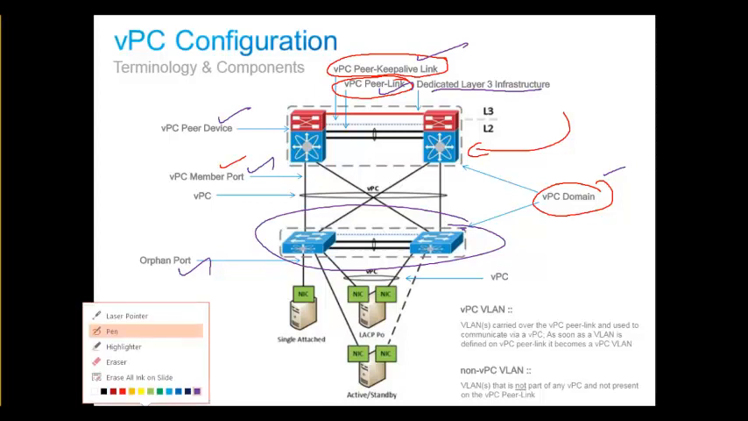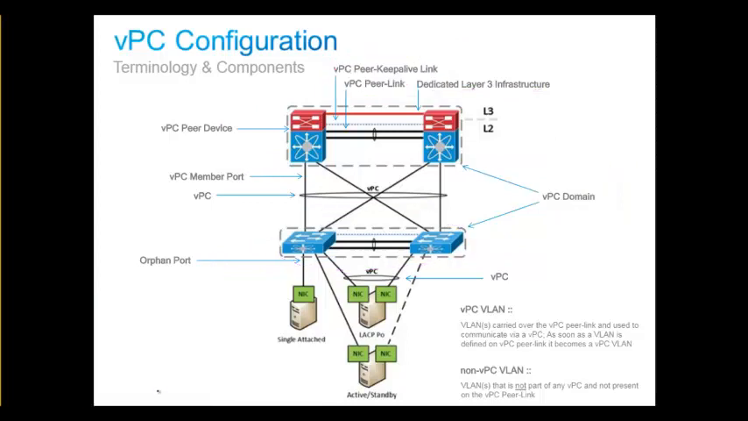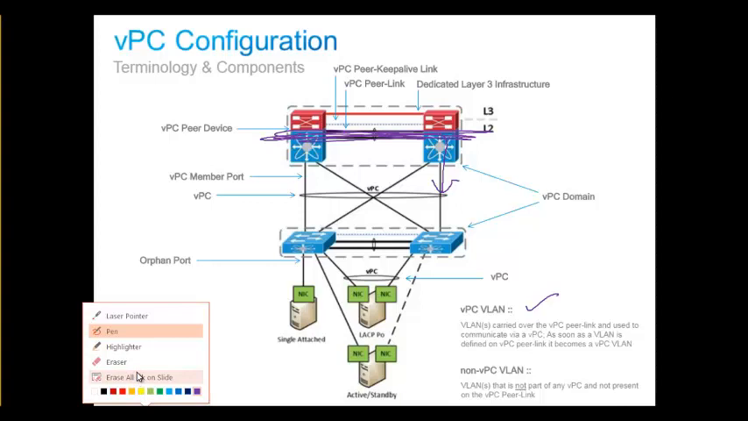Now what does vPC VLAN mean? Please understand. VLANs are VLANs. Normally you create a lot of VLANs, but some VLANs are allowed to pass through the peer link. Not all the VLANs are passing through the peer link. We allow some VLANs to pass through the peer link. Those VLANs are called vPC VLANs.